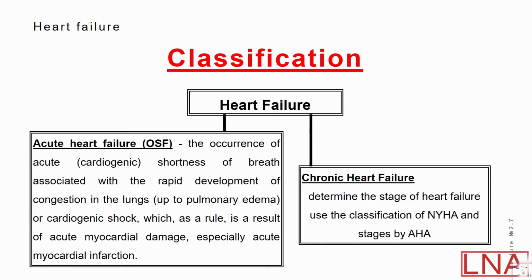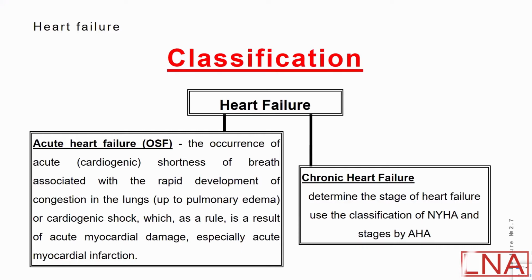It is the occurrence of acute shortness of breath of cardiogenic genesis, associated with very rapid development of congestion in the lungs, up to pulmonary edema or cardiogenic shock, as a rule as a result of acute myocardial damage, especially acute myocardial infarction. We discussed that myocardial infarction is the main cause of developing chronic heart failure, as part of coronary heart disease. But in the acute stage of acute coronary syndrome with ST elevation, for example, with pulmonary edema, we will classify it as acute heart failure.